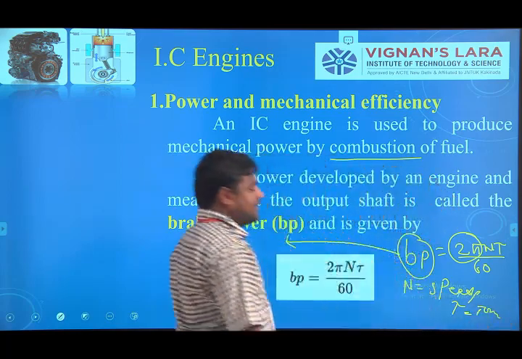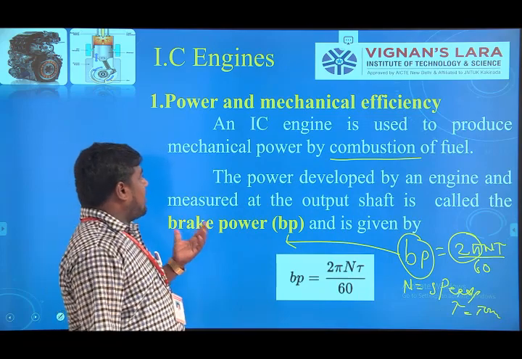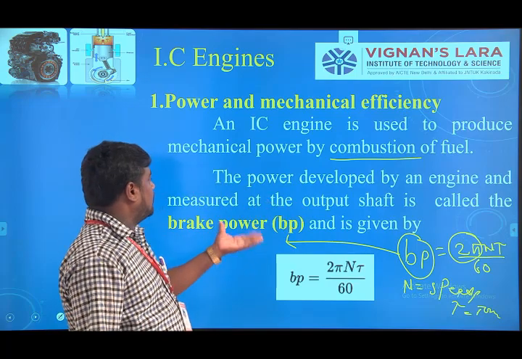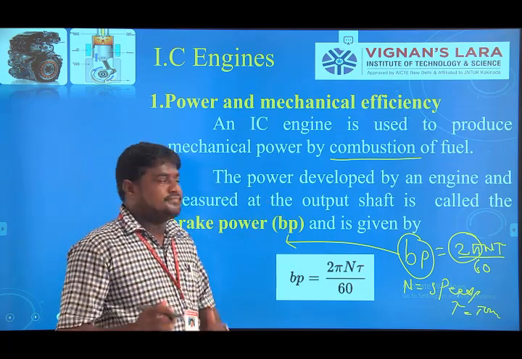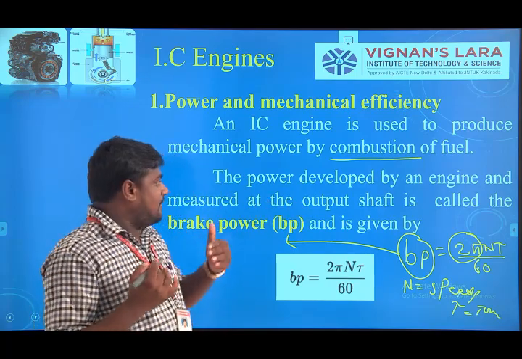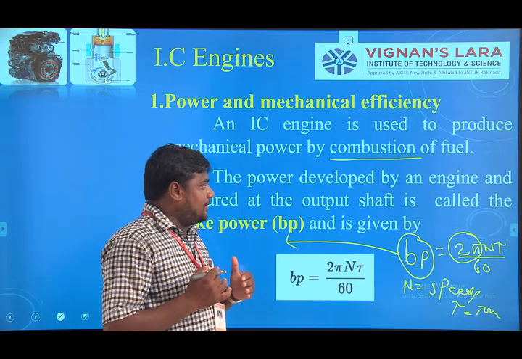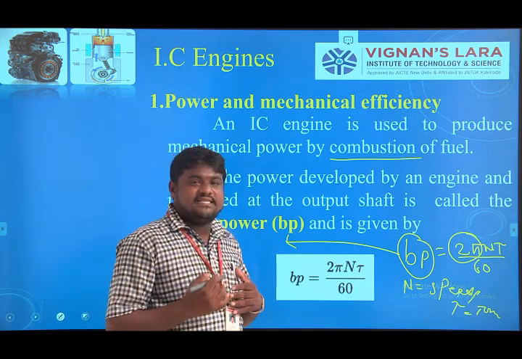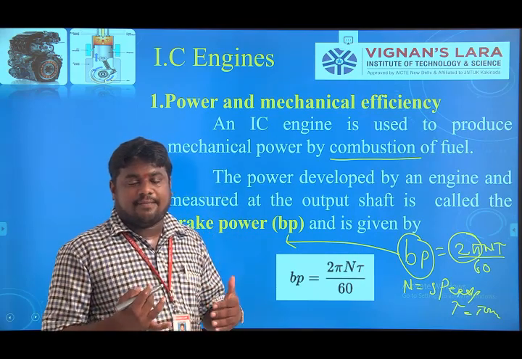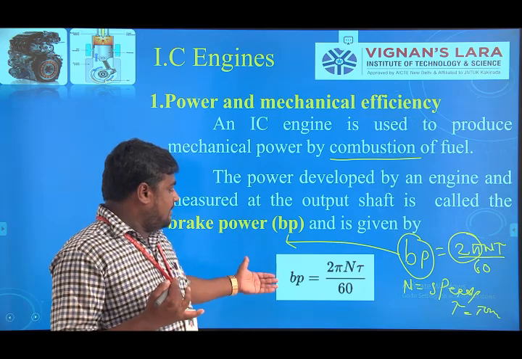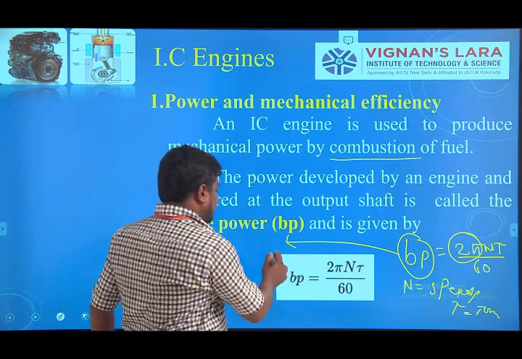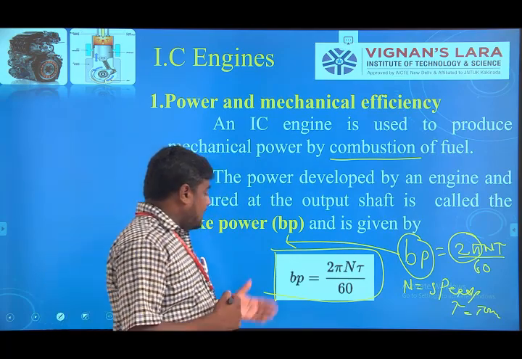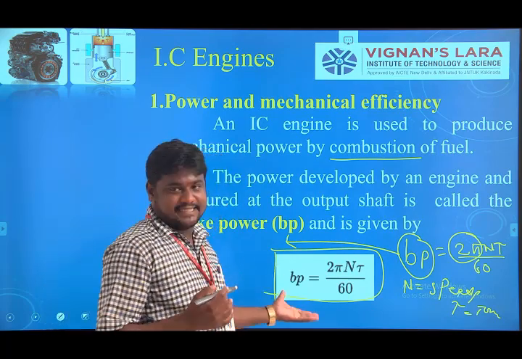We have to calculate it. So first of all, the power and mechanical efficiency: an IC engine is used to produce mechanical power by consumption of fuel. After that, the power developed by an engine and measured at the output shaft is called the brake power. So the brake power BP is given by this formula, which is the most important: brake power equal to 2 pi NT by 60.